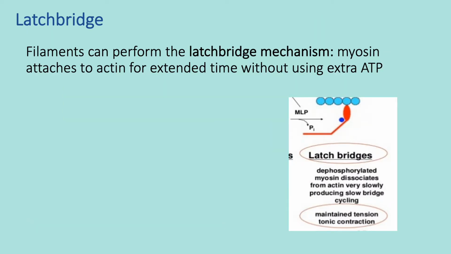The latch bridge mechanism is a product of the myosin heads having modifications that allow them to latch onto the actin of thin filaments. So they remain attached without using additional ATP. So it keeps the myosin head attached to the thin filament for this extended period of time. It forms a latch bridge. So we see this prolonged, maintained contraction or tension with the smooth muscle.